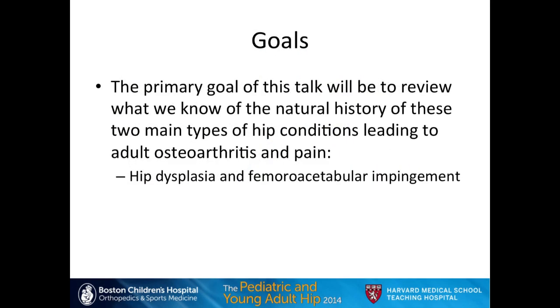So the real goal of my talk today is to review what we know about the natural history of these two main types of hip conditions leading to adult osteoarthritis of the hip, namely DDH and FAI.